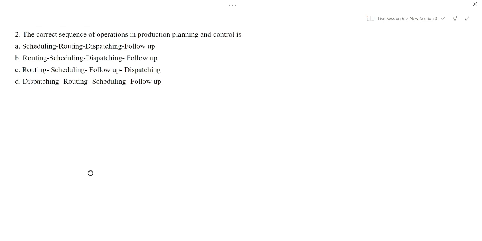The correct sequence of operations in production planning and control is which of the following? So the correct sequence is routing, scheduling, dispatching and follow-up. So we will just discuss briefly about all the methods. First is routing.